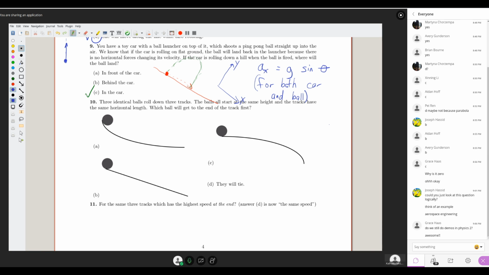All right, we got three balls rolling down three tracks. So first we're asking which one gets to the end of the track first. And what we know, right? We know that at any point, the kinetic energy is equal to mg times the distance moved down.